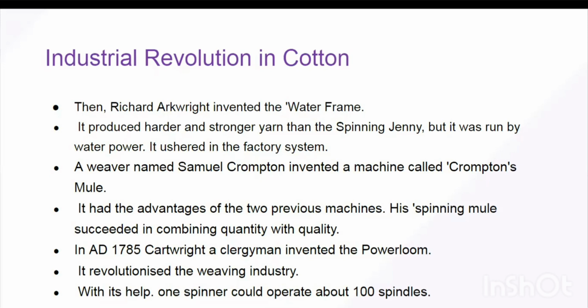So it had the advantages of the two previous machines. So that is now the cloth and the yarn that was produced. It had a very good quality. So it merged the advantages of both.